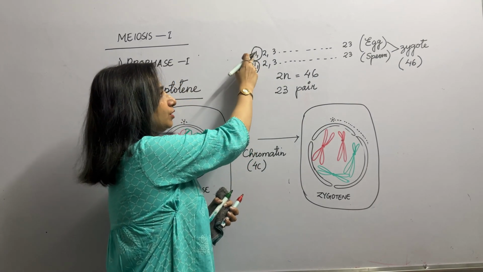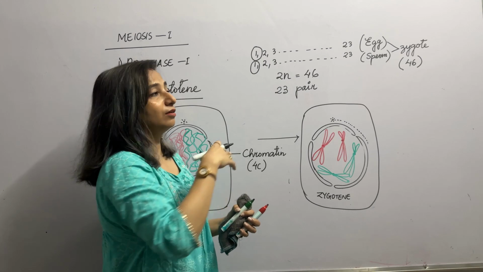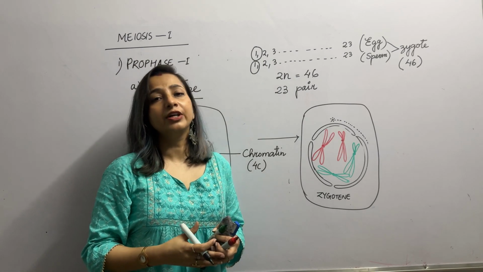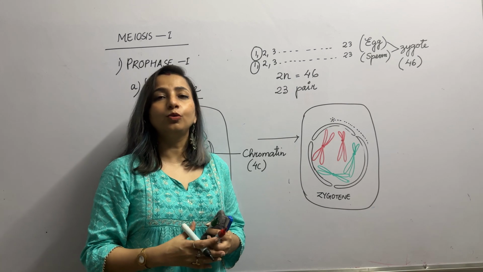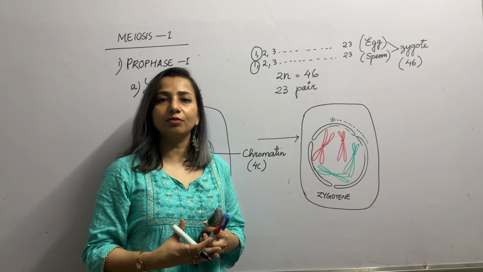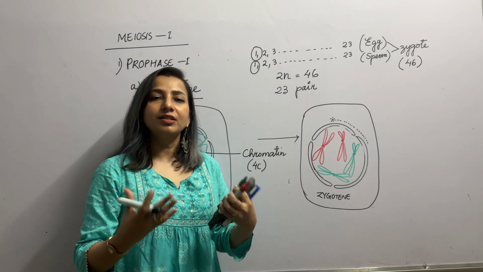So the chromosome number 1 of the egg will also carry the gene for height. Chromosome number 1 of the sperm will also carry the gene for height. So that is why they are called as what? They are called homologous chromosomes. Homo means what? Same. Morphologically same, and they also carry the same genes.